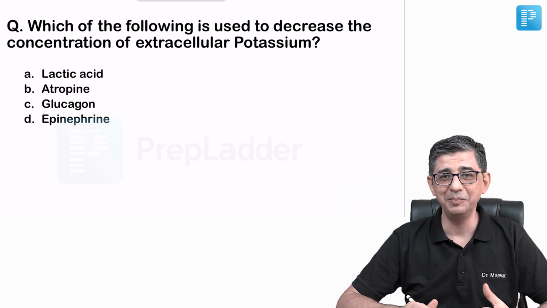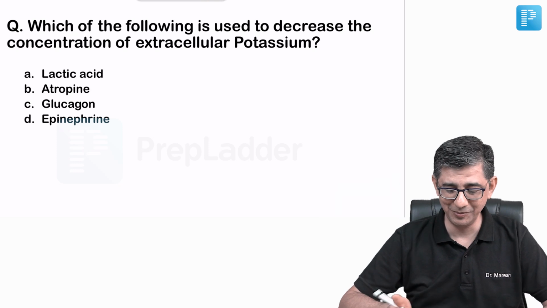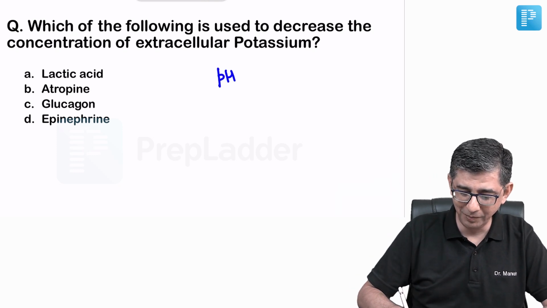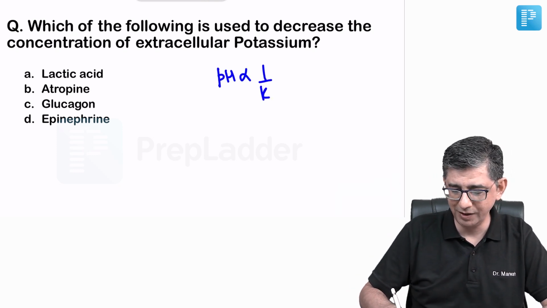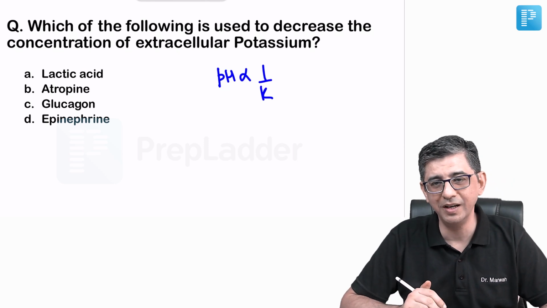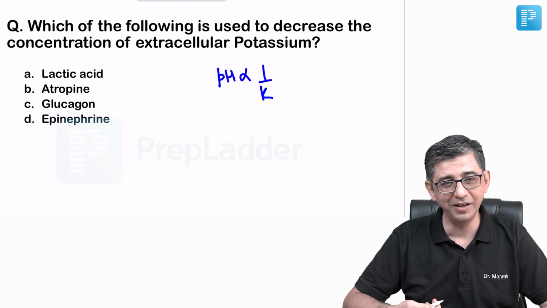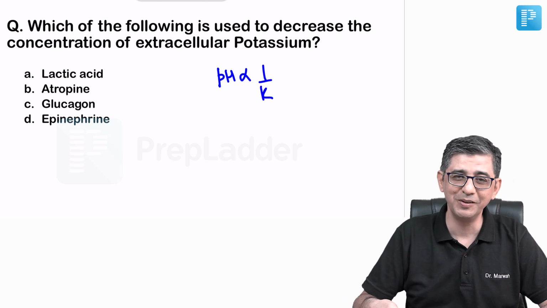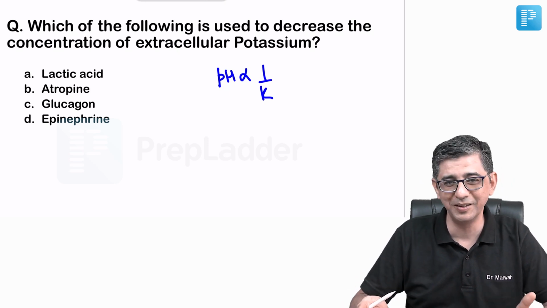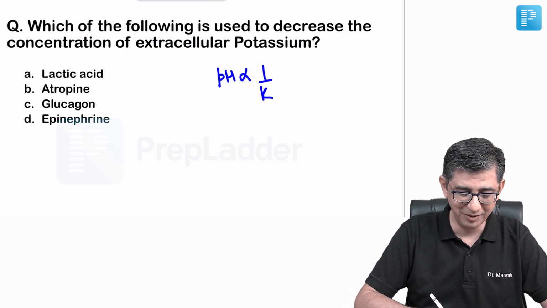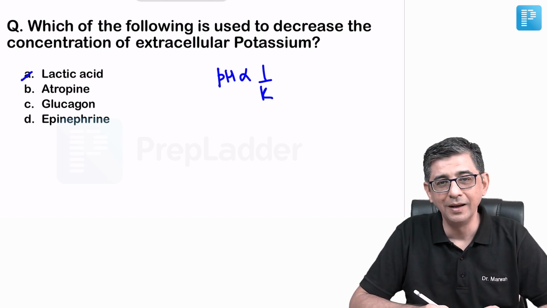Lactic acid being given to a patient does not make sense because of the rule I've said: pH and potassium always have an inverse relation. So if I'm going to give lactic acid to the patient, the pH will fall and the potassium will spike even further. So that's the logic by which I'll be able to rule out option A.